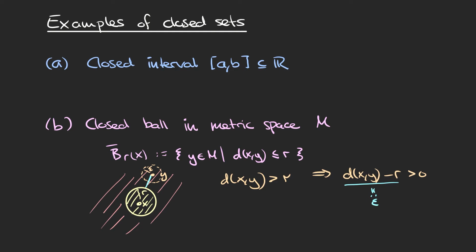To see that this works, we now need to show that any point in the ball, the open ball of this radius epsilon around Y, is not contained within the yellow set. So we take some point Z in the open epsilon ball around Y, and now we need to show that it's not contained in the yellow set. The way we do this is we use the triangle inequality.